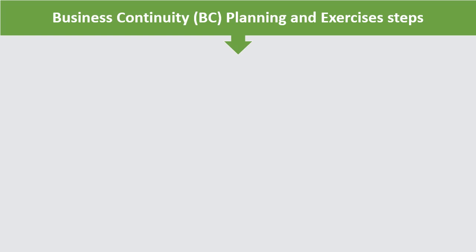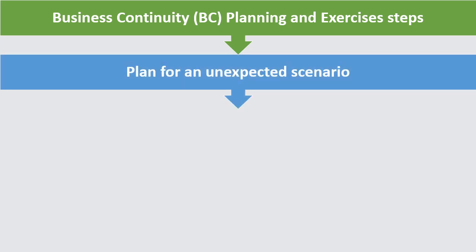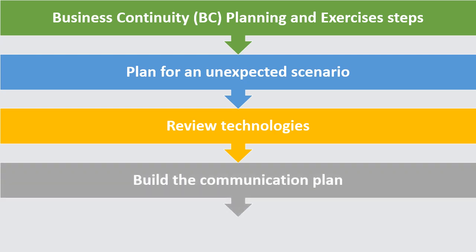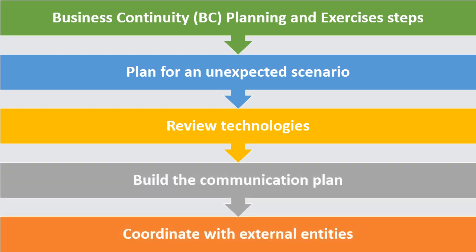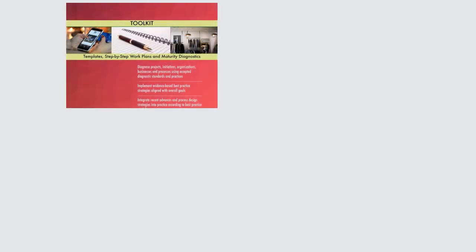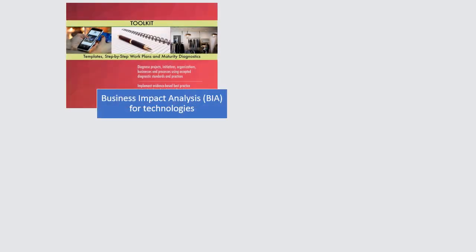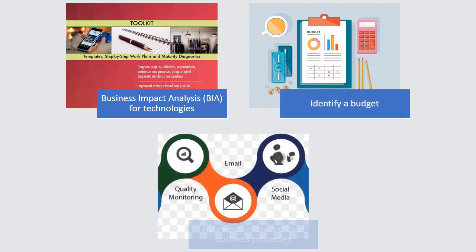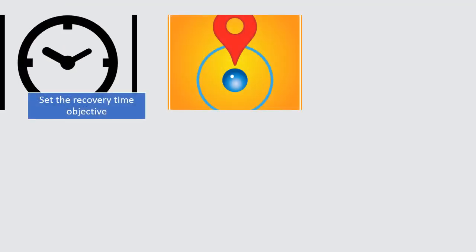Business continuity, BC, planning and exercises steps are: plan for an unexpected scenario. Review your technologies. Build the communication plan and coordinate with external entities. Perform a business impact analysis, BIA, for technologies. Identify a budget and figure out which business processes are mission critical. Set the recovery time objective and recovery point objective.